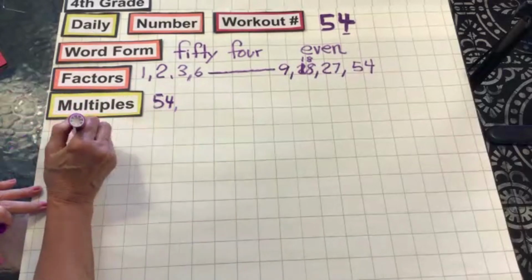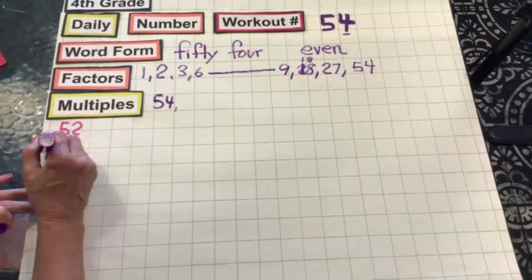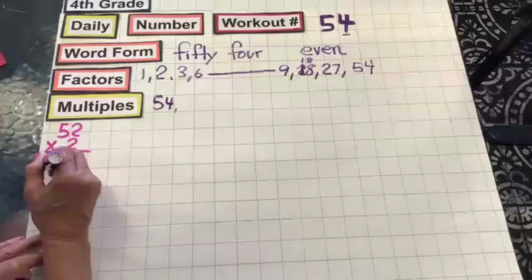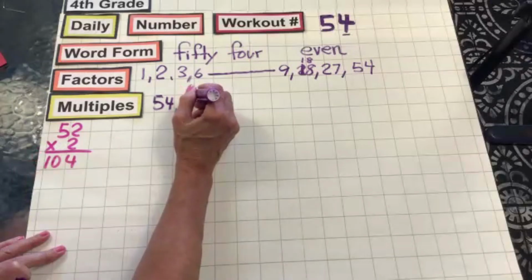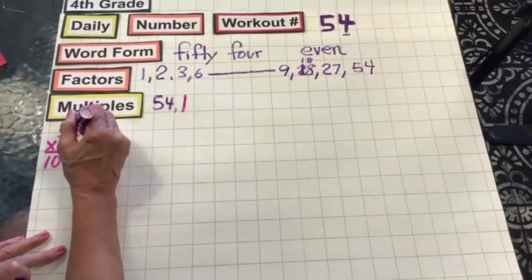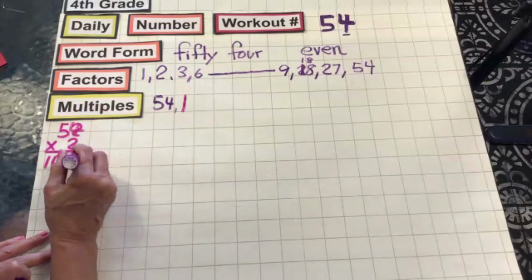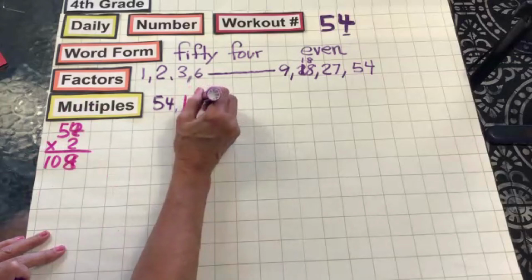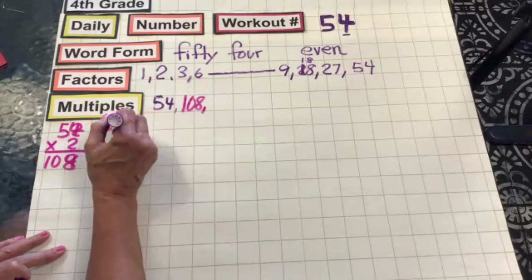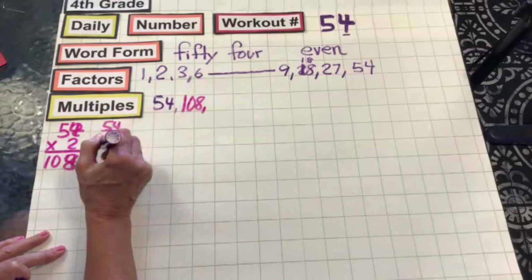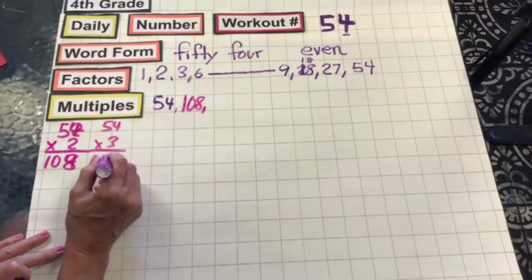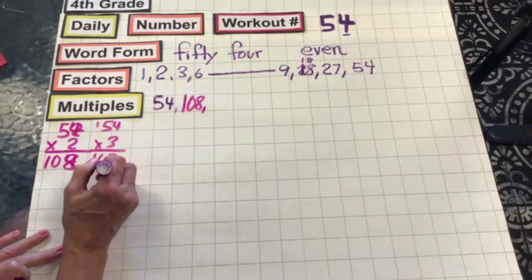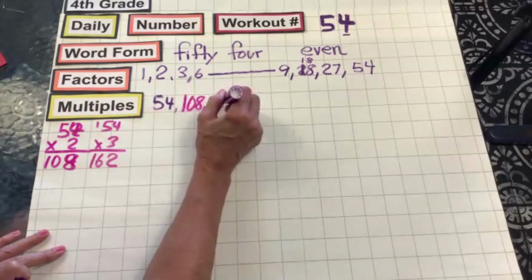So we're going to come over here and multiply by 2. So 2 times 4 is 8. 2 times 5 is 10. So it's 108. 54 times 3. 3 times 4 is 12. Drop the 2, carry the 1. 3 times 5 is 15 plus 1 is 16. 162.